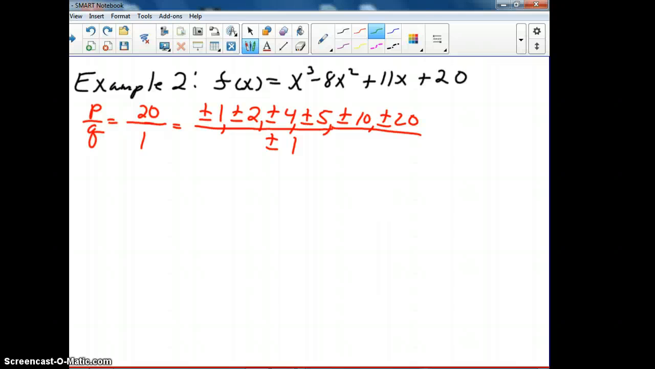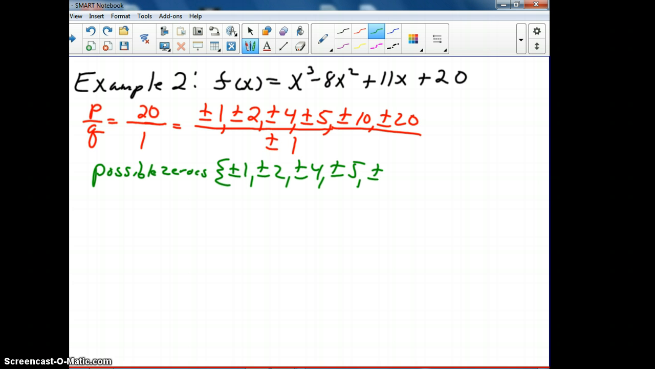Okay, so now here, you can tell me this now. The possible zeros are going to be what now? Plus or minus 1, plus or minus 2, plus or minus 4, plus or minus 5, plus or minus 10, plus or minus 20. See, it's always an easy problem. When you put 1 on the bottom, it makes it super easy. It's like, oh, that's easy, I can do that. Okay, so everybody understands so far?